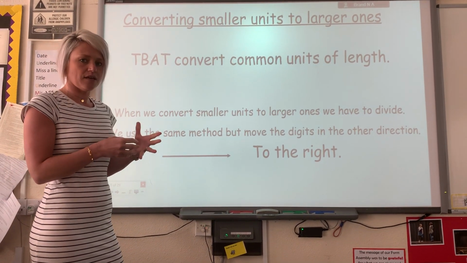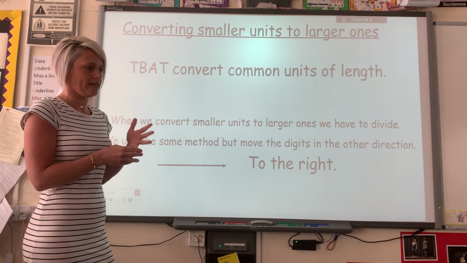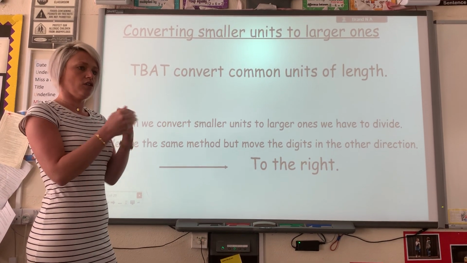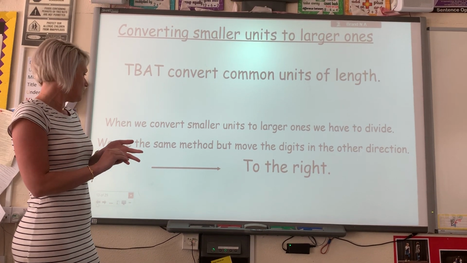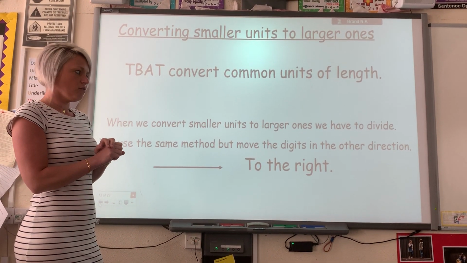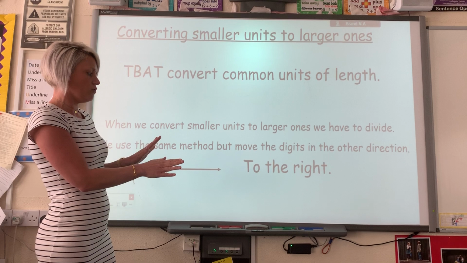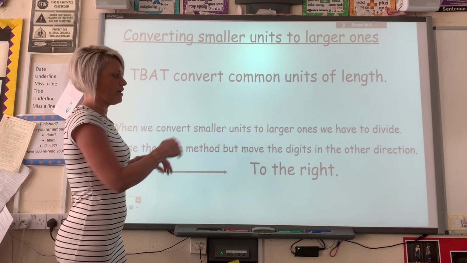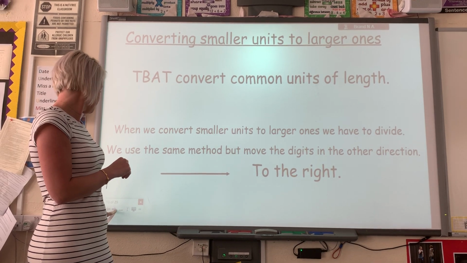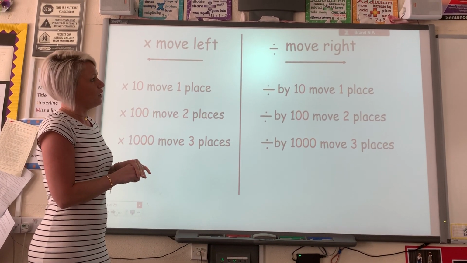So if you remember yesterday you were doing multiplying by 10, 100 and 1,000. We're doing the opposite today, we're going to be dividing by 10, 100 and 1,000. We use the same method, but because we're dividing, rather than moving all the digits to the left, we're now going to move them in the other direction to the right. So we have a quick look at this.